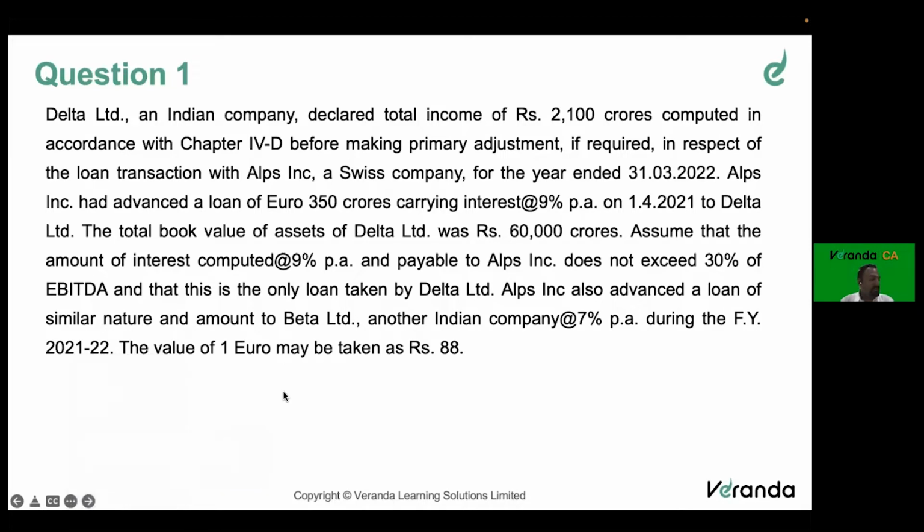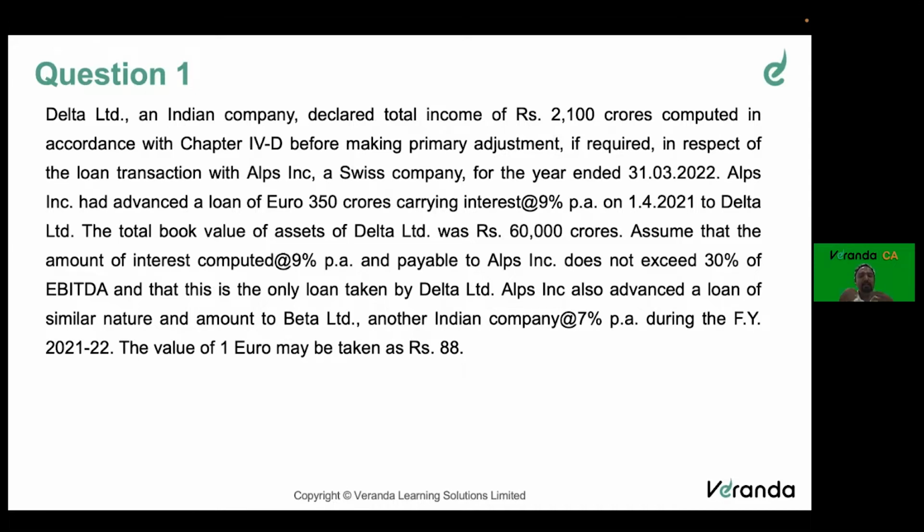In this section 92CE, whatever adjustment is being made typically has to be provided in the books of account. When you say primary adjustment, there is a transfer pricing adjustment due to a difference in arm's length price. Let's say my transaction was around 50 crores, but the arm's length price is supposed to be 60 crores. So I'll have to adjust my books of account with 10 crores.